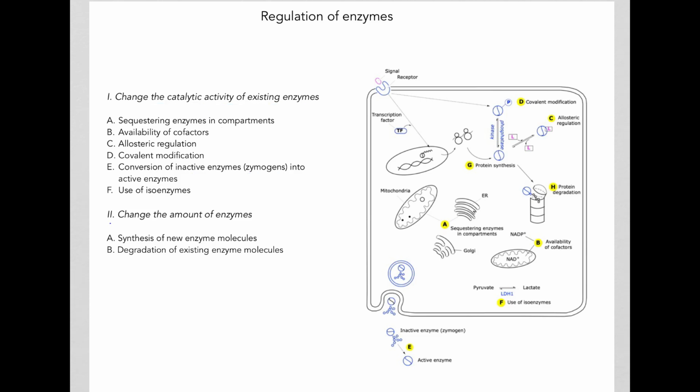And then we'll discuss the strategy of changing the amount of enzyme, the concentration of enzymes in the cell. That can be done by increasing or decreasing the synthesis of new enzyme molecules, or increasing or decreasing the degradation of existing enzyme molecules. So between these two processes, we can either increase or decrease the amount of enzyme in the cell. We'll discuss this in future videos.